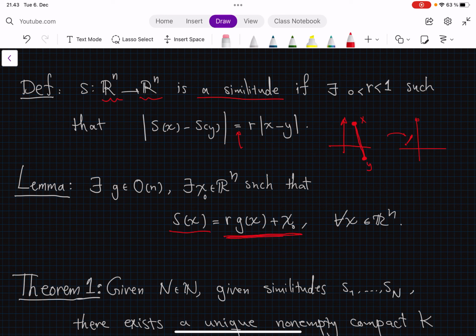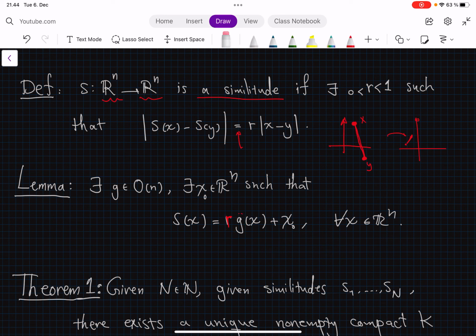It's a translation to a new point. So the origin goes to x0. It's kind of like x0 is the new origin. So that's the shift part. And when you ignore that, which is a simple operation, the rest is multiplication by this r factor, which is a scalar, and then a matrix. And that matrix is in the orthogonal group. So it's not just any matrix, it's an orthogonal matrix.